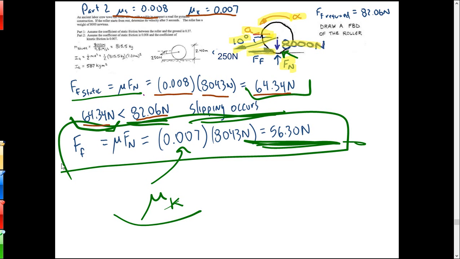Okay, so if that's happening, the force of friction then is mu Fn. Now we have to change mu to the kinetic friction, because now it is slipping. The velocity down here is no longer 0, so we don't use static friction. Once it starts slipping, you use kinetic friction. So the actual friction there is 56.3 newtons, based on the kinetic coefficient.